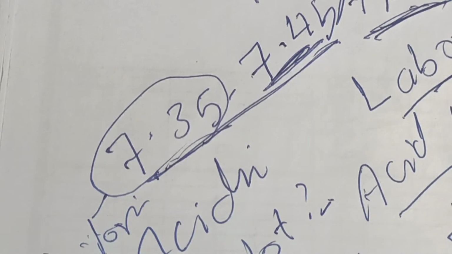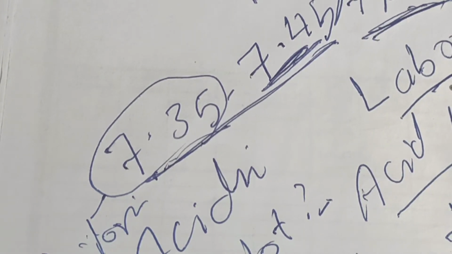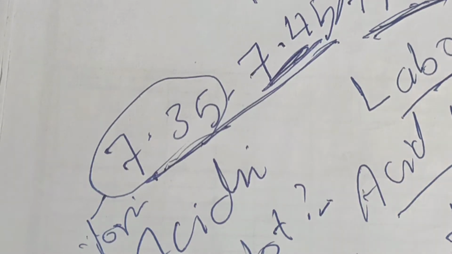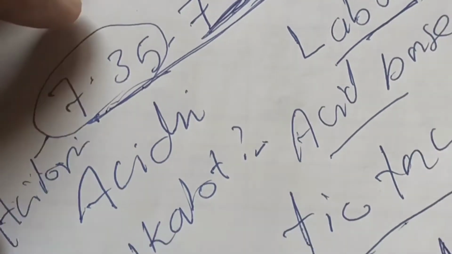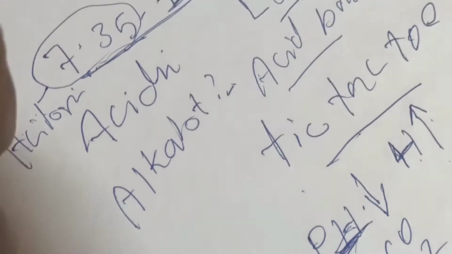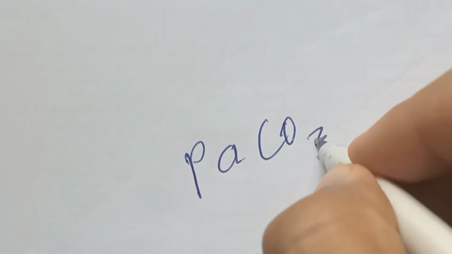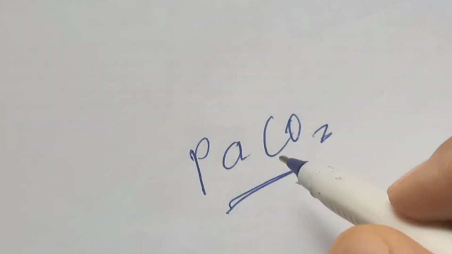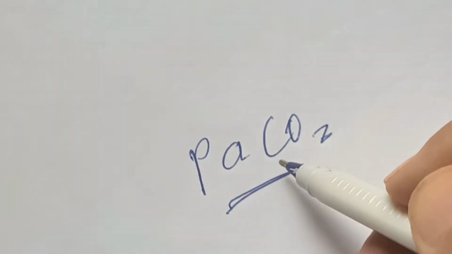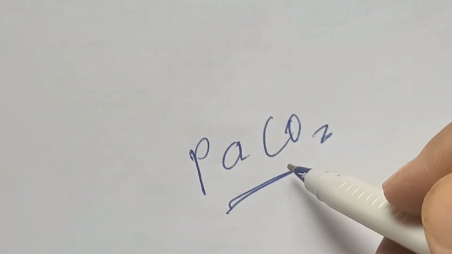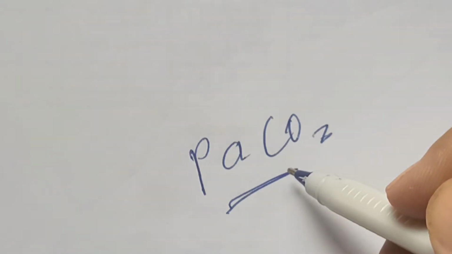Okay, we'll go to the next component of ABG. The next component of ABG is the PaCO2. What is PaCO2? This is the partial pressure of carbon dioxide.